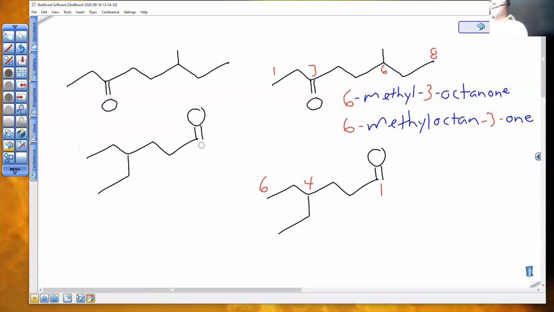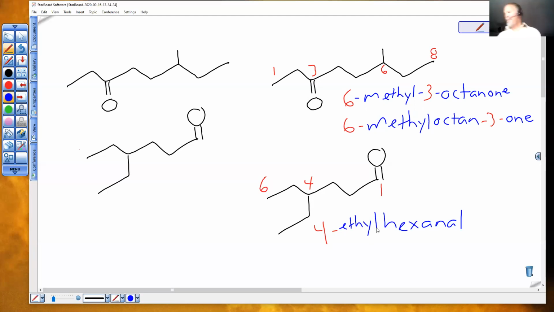Okay, it's a hexenal. You're saying, where is the number for the aldehyde? That's a good question. You do not need a number ever for the aldehyde. The aldehyde must be at the end of the chain, or else it's not an aldehyde. And you have to tell me there's an ethyl on 4. 4-ethylhexenal.